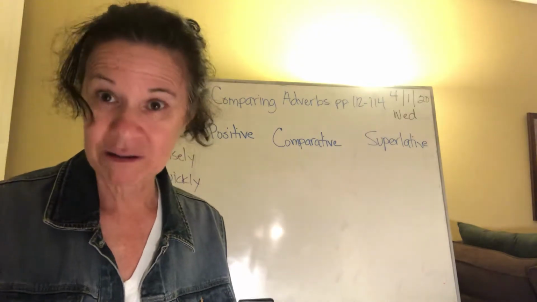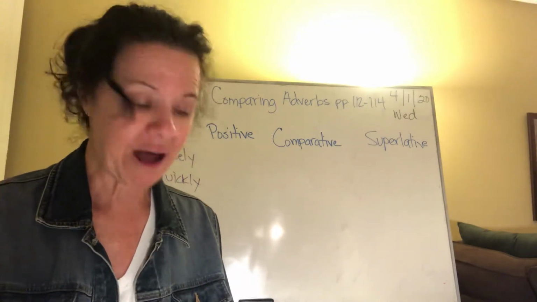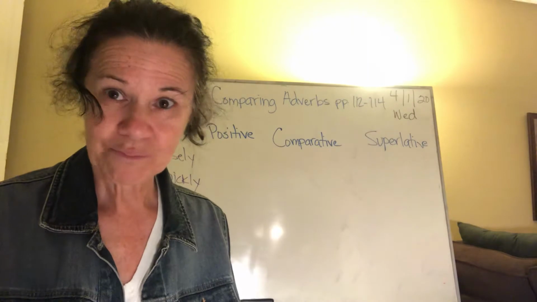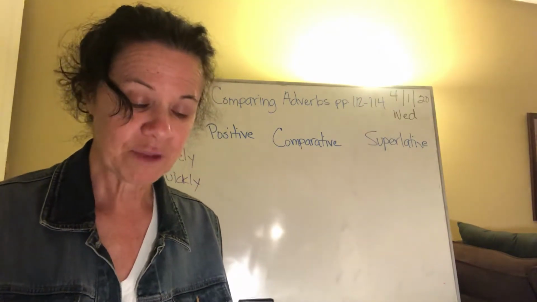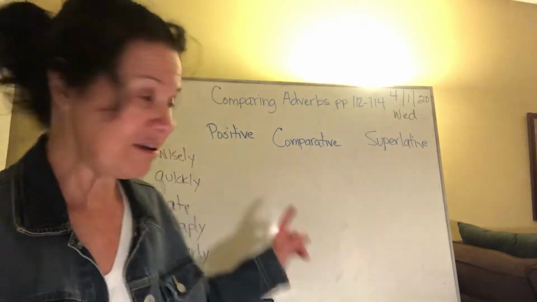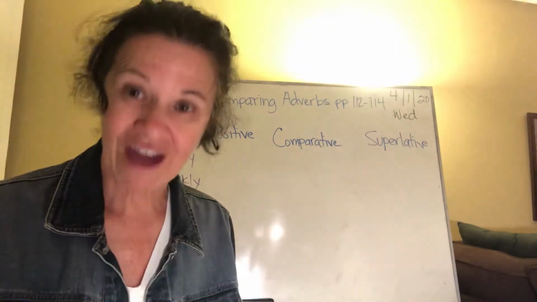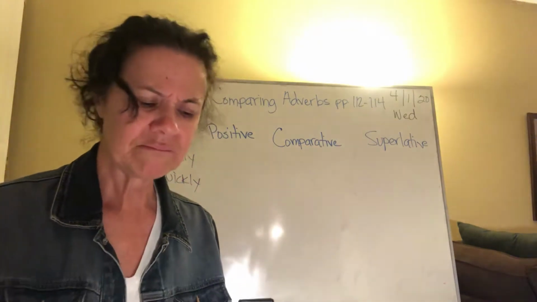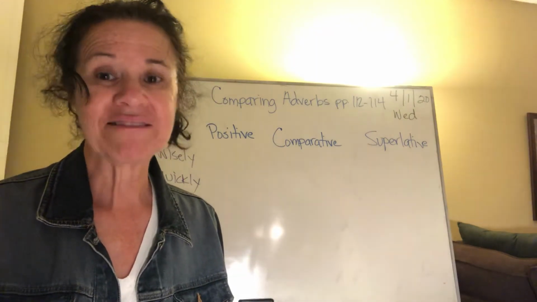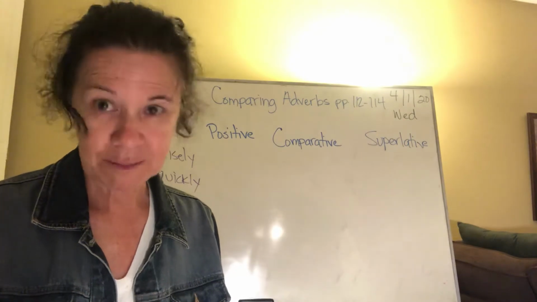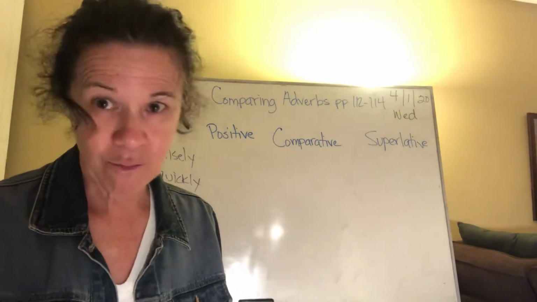Remember we talked about the dog Spot? So we'll say Spot is fast, not comparing his speed to anything. The comparative would be Spot is faster than Rex. And the superlative would be Spot is the fastest dog on his block, okay? Comparing 3 or more things.